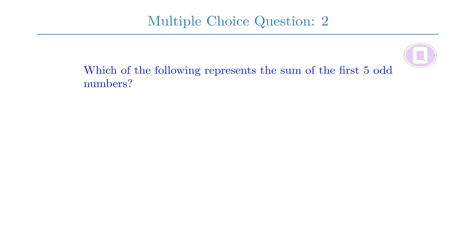We have just seen an interesting pattern with odd numbers. Let's check if you can apply it. Which of the following represents the sum of the first 5 odd numbers? Option A, 5 times 2. Option B, 5 plus 5. Option C, 5 squared. Option D, 2 to the power of 5. The correct answer is option C, 5 squared.